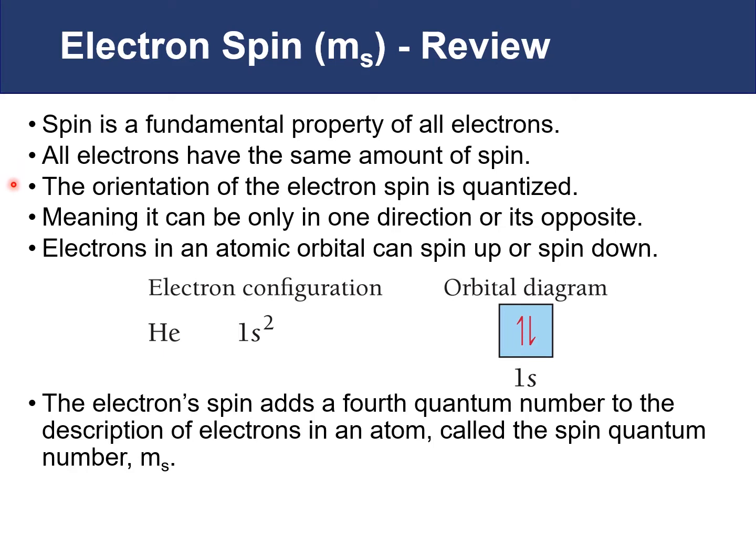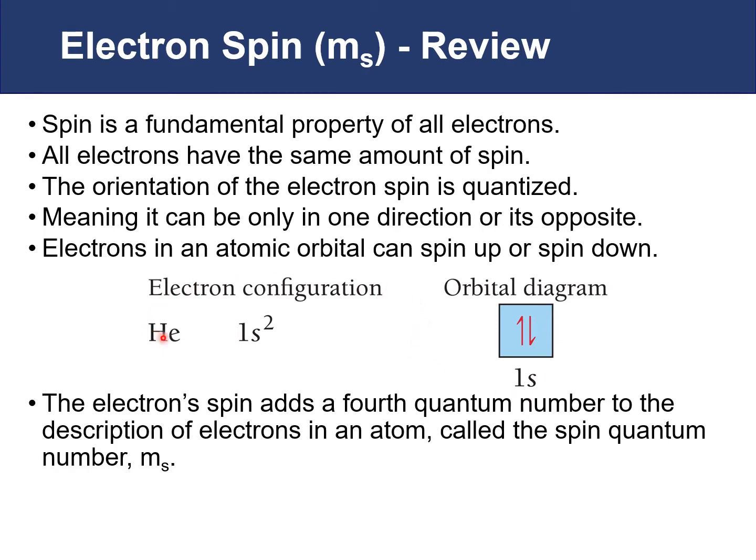All electrons have the same amount of spin, but they differ in the orientation. The orientation of the spin on an electron is quantized, meaning they can be in one of two values. From our discussion on quantum mechanics, the values that we can use for M sub S are plus 1/2 and minus 1/2. Plus 1/2 we will call spin up, and minus 1/2 we will call spin down. In our orbital diagrams, we represent spin up with a half up arrow, and spin down with a half down arrow.